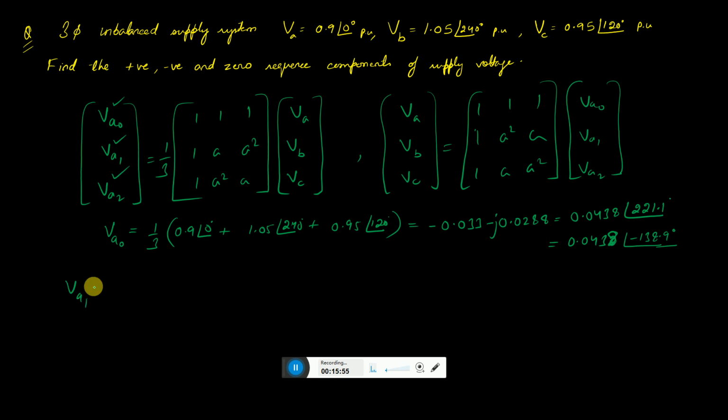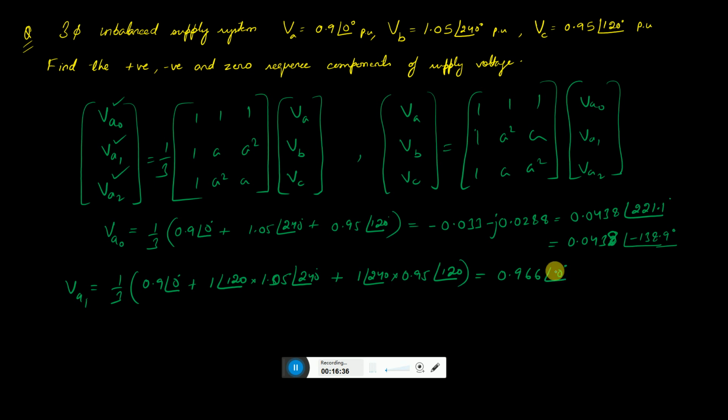And VA1 will be obviously this. Let me write here: the VA value is 0.9 angle 0, plus a times VB. The value of a is 1 angle 120, times 1.05 angle 240, plus a², which is 1 angle 240, times 0.95 angle 120. If we solve it, we get 0.966 angle 0 degrees.